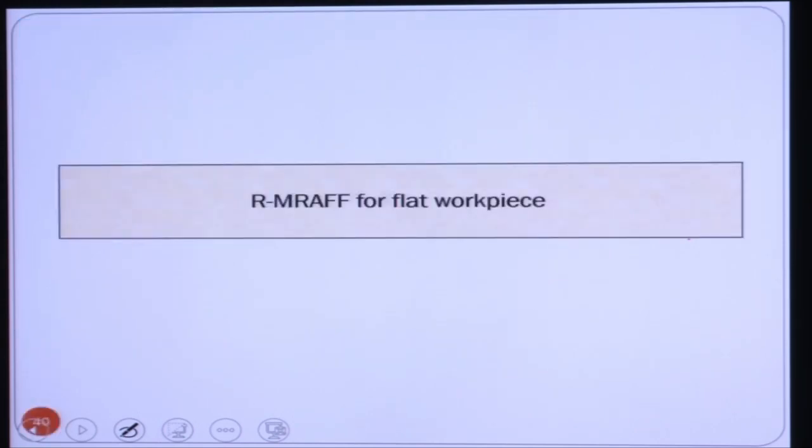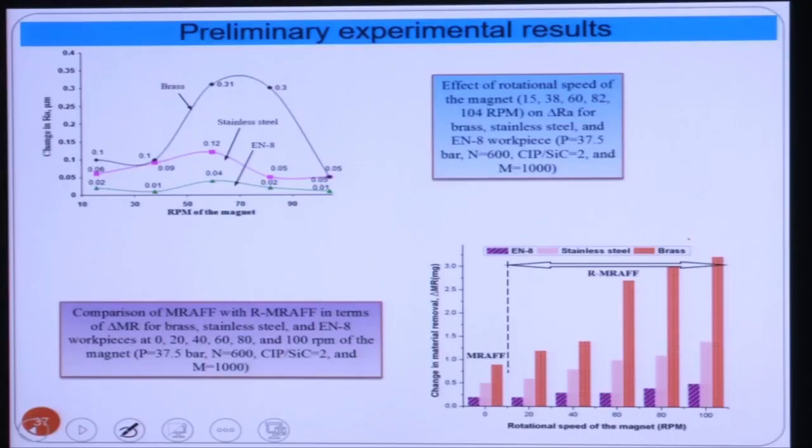So now we shall discuss the experimental results on flat workpieces. Rotational MRFF. We have considered three different kinds of workpiece: one is brass, stainless steel, and then ENet workpiece.